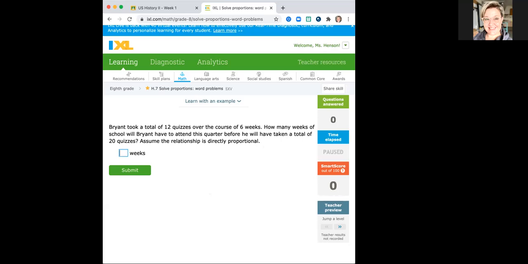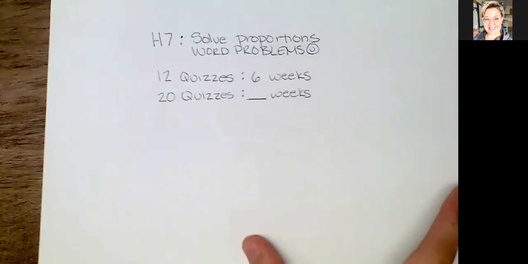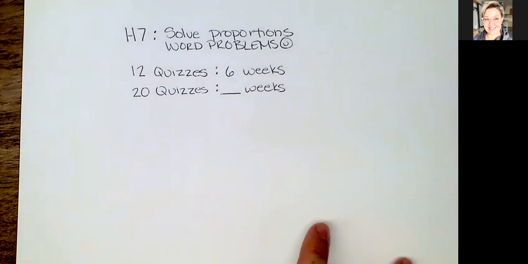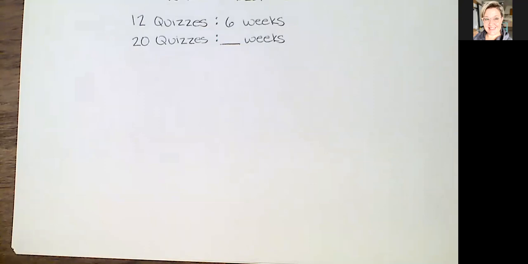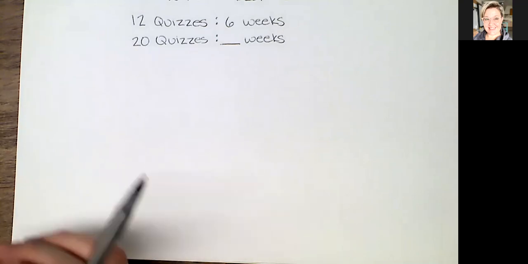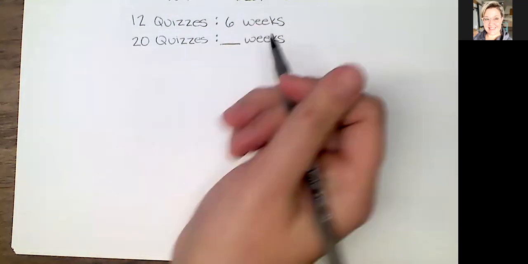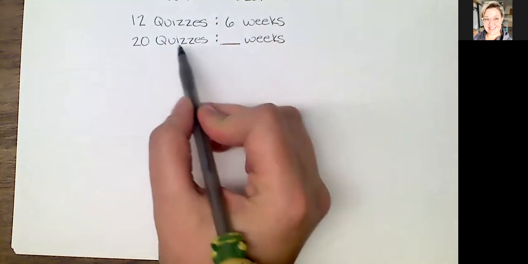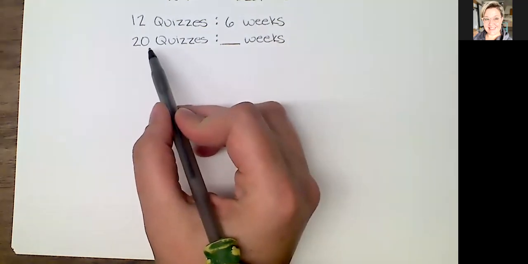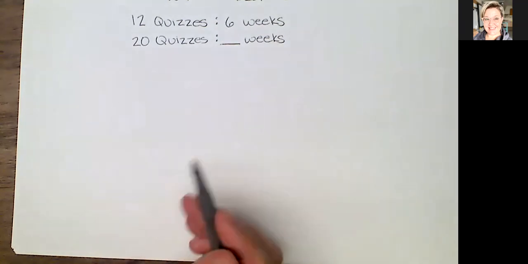I'm going to go ahead and write this down on the dot cam, and we're going to solve it there. Okay, so we have it written down here, H7, solving proportions with word problems. This is the proportion that we're working on from IXL. Bryant took a total of 12 quizzes over the course of 6 weeks. So how many weeks of school will he need to go to before he's taking a total of 20 quizzes? Okay, so we're going to set up the proportion to solve for n.